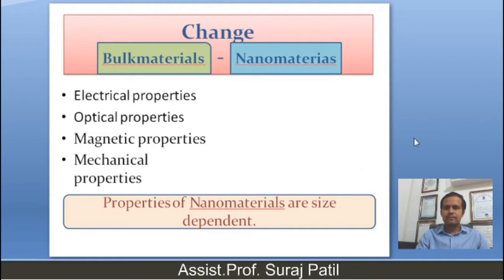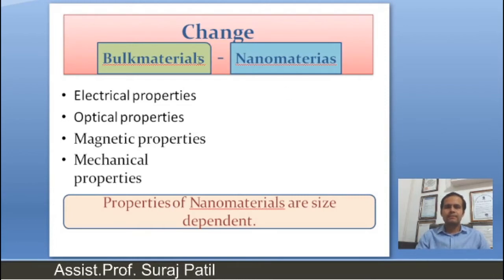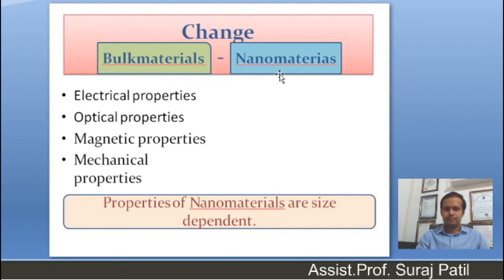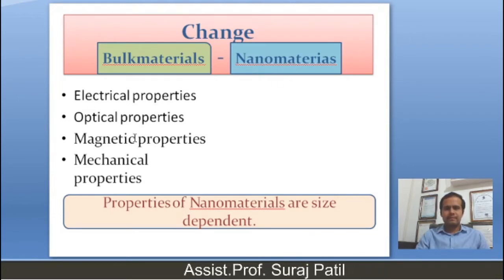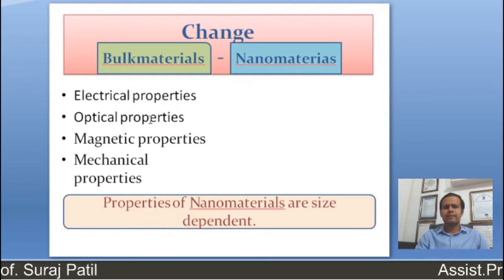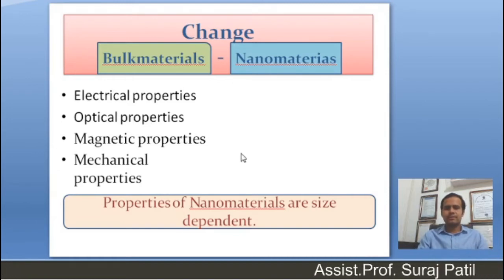Now, the important thing is what is the difference between the bulk material and the nanomaterial? Basically, what change occurs from bulk to nano? We can see here the electrical property. There is a change in the electrical, optical, magnetic and mechanical properties. These properties change from bulk to nano. These properties of nanomaterials are size dependent. In the case of bulk, properties do not depend upon the size of a material, but as we go to the nanoscale, the properties become size dependent. So electrical, optical, magnetic, and mechanical, all properties change at the nano level.